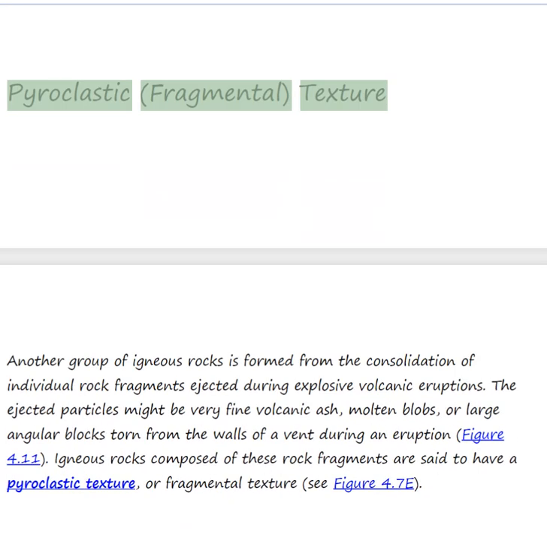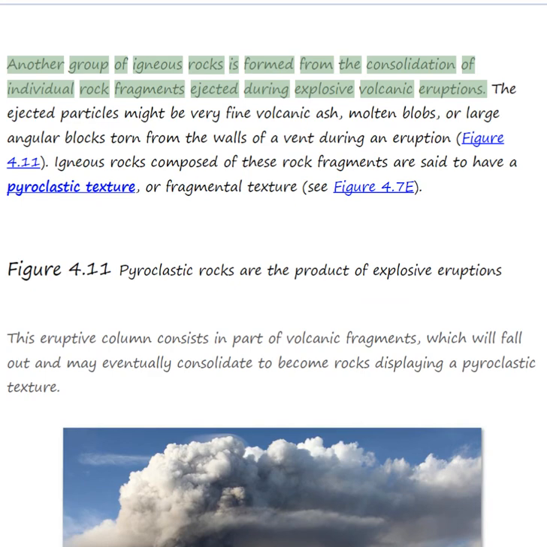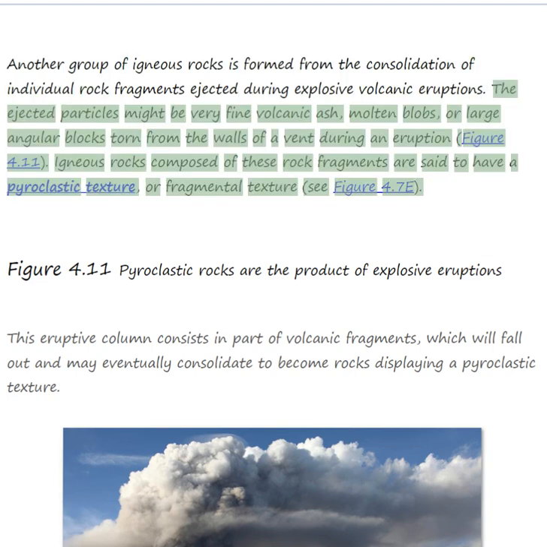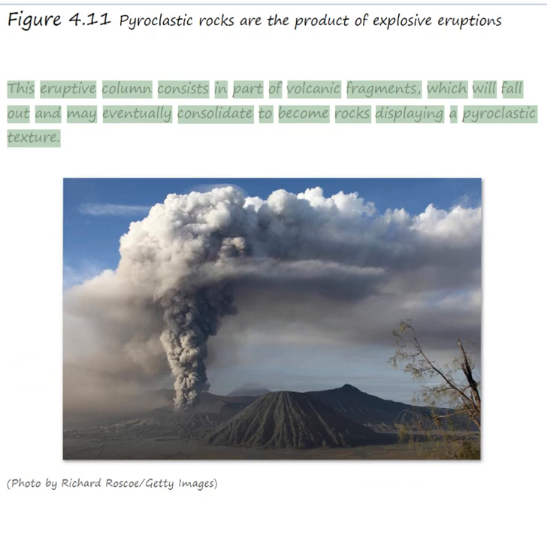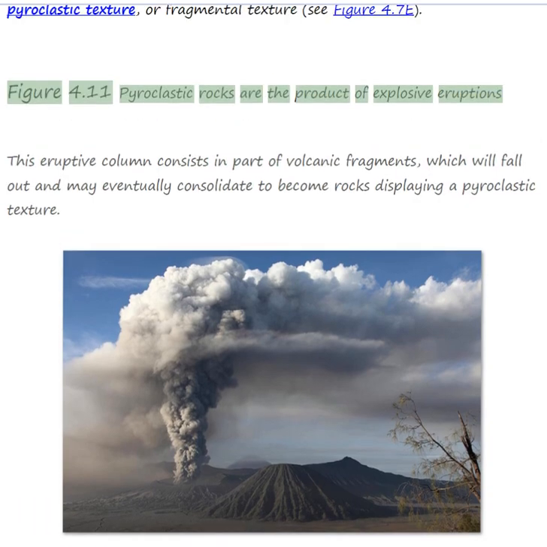Pyroclastic texture. Another group of igneous rocks is formed from the consolidation of individual rock fragments ejected during explosive volcanic eruptions. The ejected particles might be very fine volcanic ash, molten blobs, or large angular blocks torn from the walls of a vent during an eruption. Igneous rocks composed of these rock fragments are said to have a pyroclastic texture, or fragmental texture. This eruptive column consists in part of volcanic fragments, which will fall out and may eventually consolidate to become rocks displaying a pyroclastic texture. Figure 4.11 Pyroclastic rocks are the product of explosive eruptions.